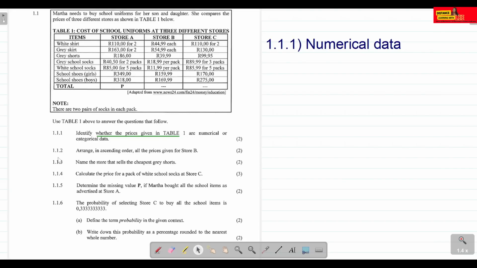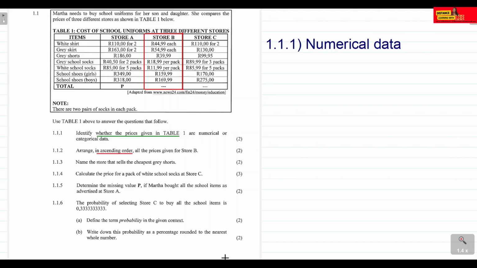Let's have a look at question 1.1.2. Arrange in ascending order all the prices given for store B. So we're going to be focusing our attention on the prices that are given for store B, and we want to arrange all these prices in ascending order. And what does it mean if we arrange numbers, or prices in this case, in ascending order? We want to arrange these prices from the smallest price to the largest price. So I'm going to arrange all these prices in ascending order.